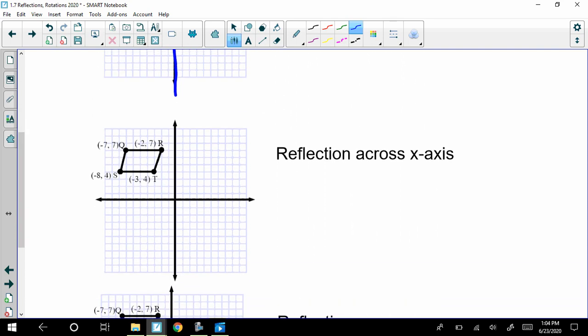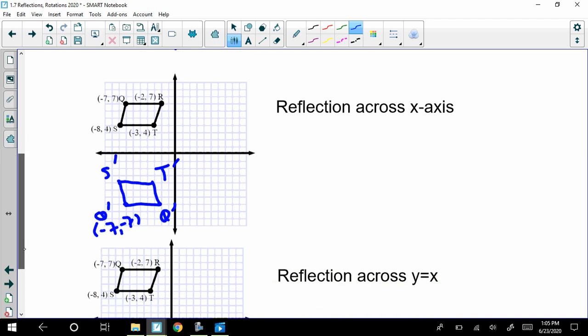Reflection across the x-axis, same thing. We're 4 units away, so you could look at this. We're going to be 4 units below, come across. We went 3 up there, and we just draw it like that. That's our flip. So this would be my Q prime, which would be at negative 7 now, and so on and so forth. We got R prime, T prime, S prime is where those values would be.